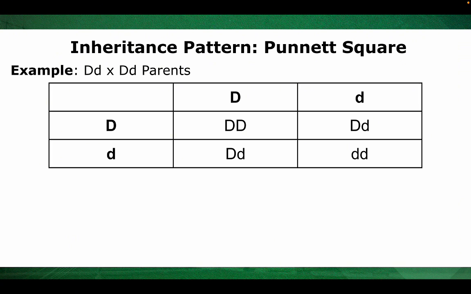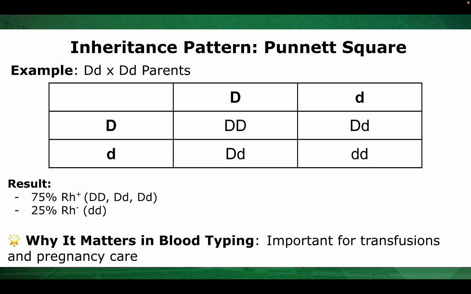So how do we interpret this? It means that there is a 75% chance that your offspring or child is Rh positive, and a 25% chance that your offspring or child is Rh negative.